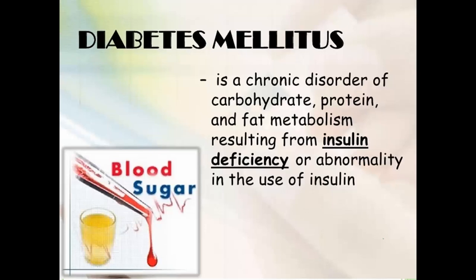It is a chronic disorder, chronic and acute. What is the difference between chronic and acute? Chronic means long term and acute means short term. So it is a chronic disorder of carbohydrate, protein and fat metabolism which results from deficiency of insulin or abnormality in the use of insulin.